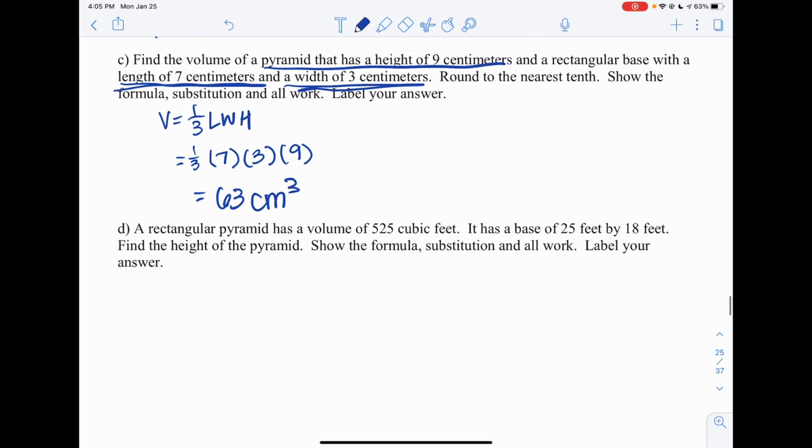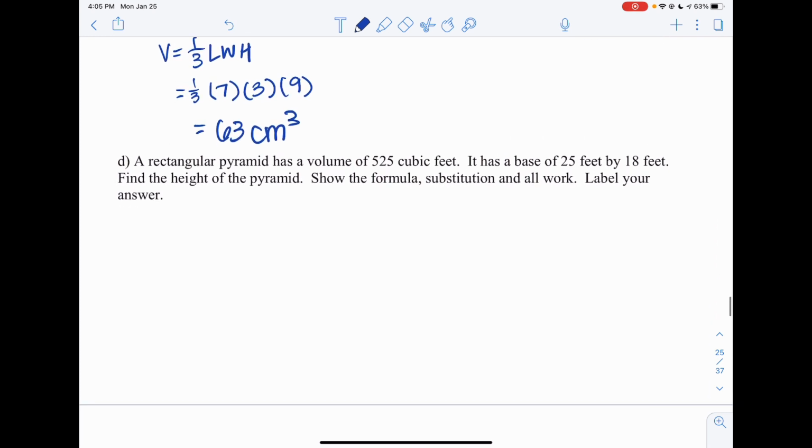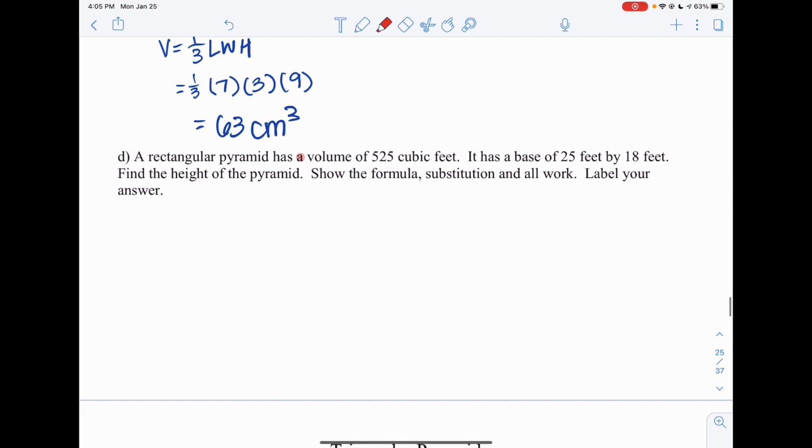Okay. Now, moving on to example D. This is another one of those examples where they actually give us our volume first. Okay. So we have to be very careful with that. Now, a rectangular pyramid has a volume of 525 cubic feet. It has a base of 25 feet by 18 feet. Find the height of the pyramid, show the formula, substitution, and all work, label your answer, okay?